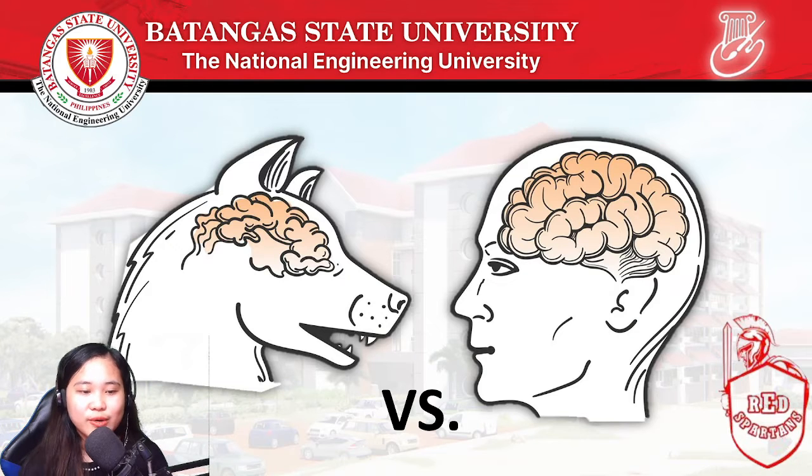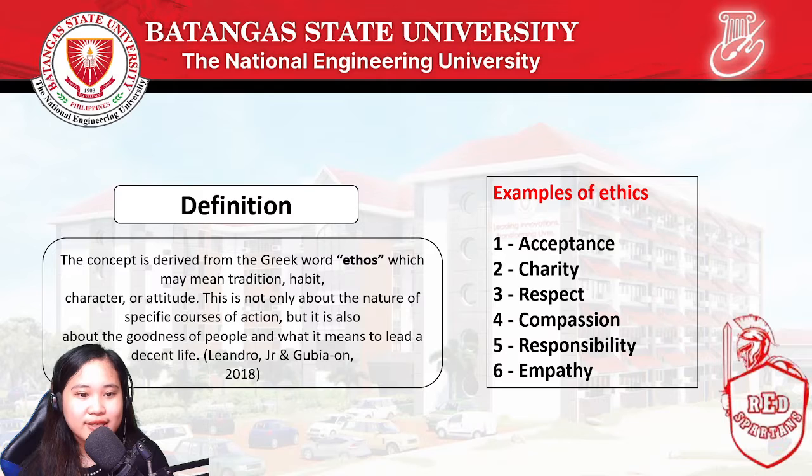So now let's define what is ethics. Alright, so based on the definition we have here, the concept is derived from the Greek word ethos, which means tradition or the habit, the character or the attitude. This is not only about the nature of specific courses of action, but it's also about the goodness of people and what it means to lead a decent life.